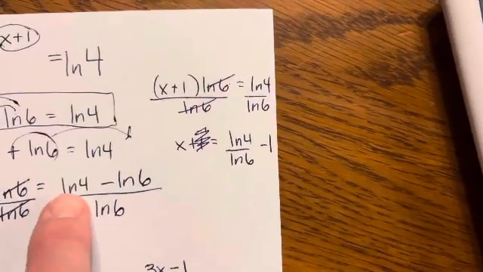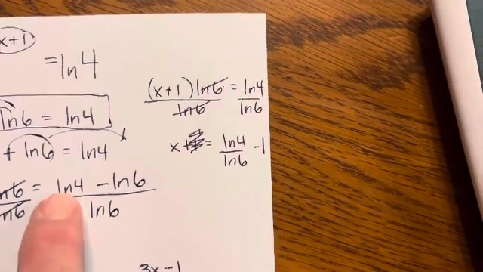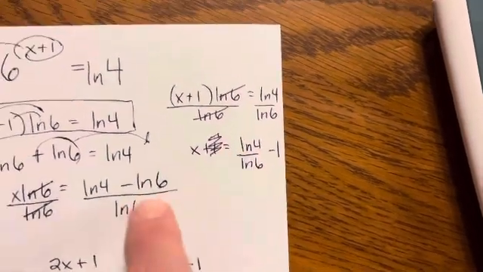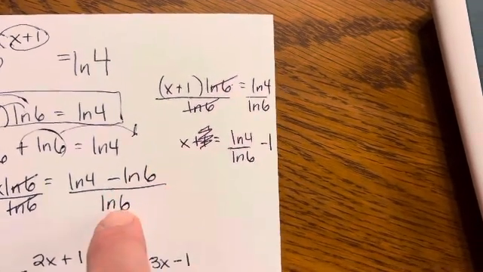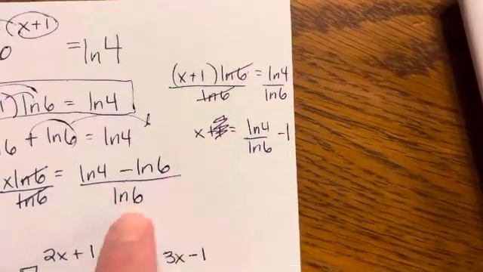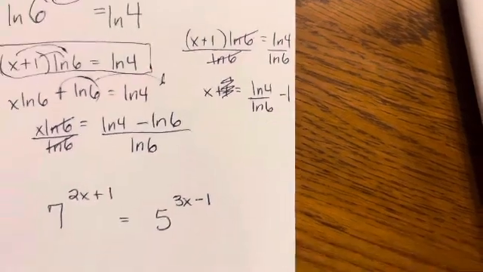This is the same thing. Look, there's the natural log of 4 over the natural log of 6, which is what I have. And here's the minus sign. There's the minus sign. And when you have the same thing over the same thing, you get 1. So WebAssign should take either one.